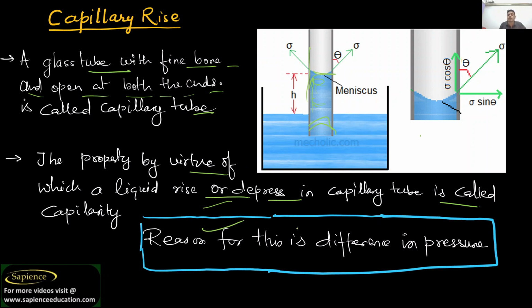What is the reason for this? It is the difference in pressure. Here there is low pressure above and high pressure below. So there is a difference in pressure, and due to this difference there is a rise.